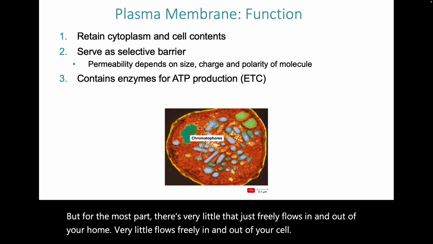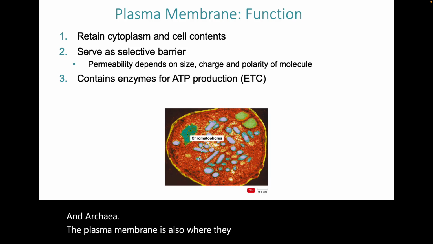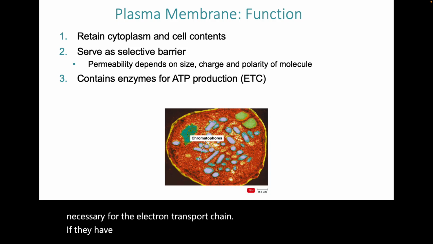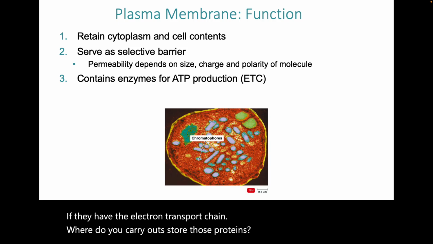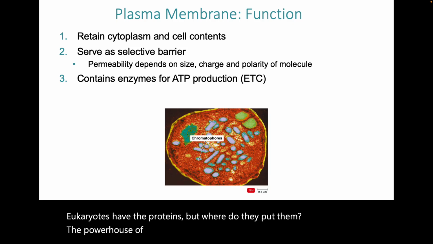In bacteria and archaea, the plasma membrane is also where they will have all of the proteins necessary for the electron transport chain, if they have the electron transport chain. Where do eukaryotes store those proteins? Eukaryotes have the proteins, but where do they put them? The powerhouse of the cell, the mitochondria, right?